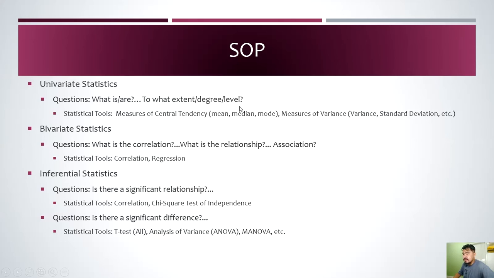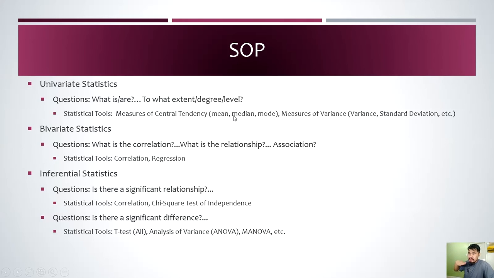So the extent, degree, and level could be measured through frequency and percentage as the statistical tool. So the basics will now be frequency and percentage. Frequency, you're simply counting. For percentage, you just divide by 100, so it's equivalent to cent, 100, in numerical data. And also, measures of central tendency. That's basic for us.